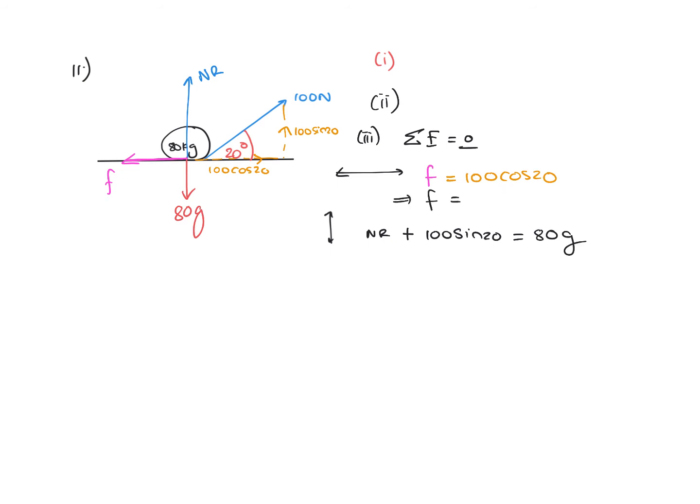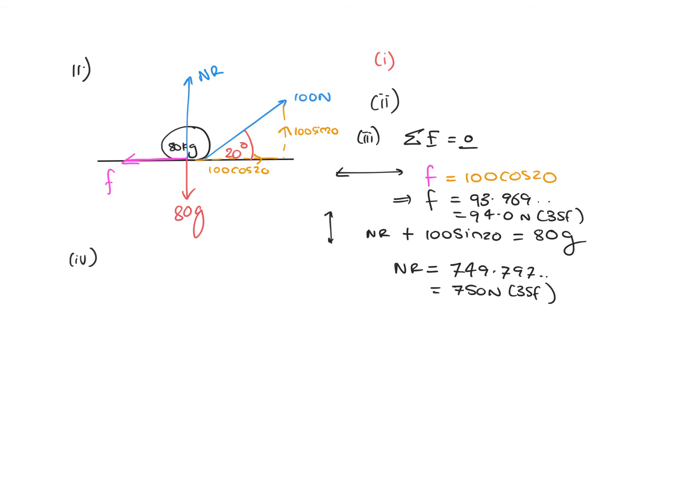So this gives us F equals, and R, the normal reaction, equals, so the friction is equal to 93.969 or 94.0 newtons to 3 SF, and the normal reaction 749.797 or 750 newtons to 3 significant figures.